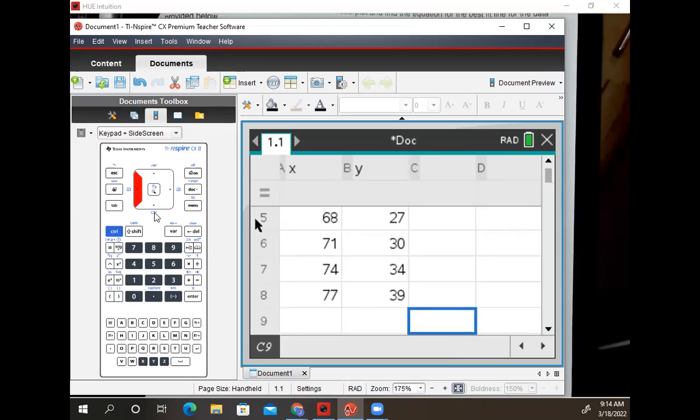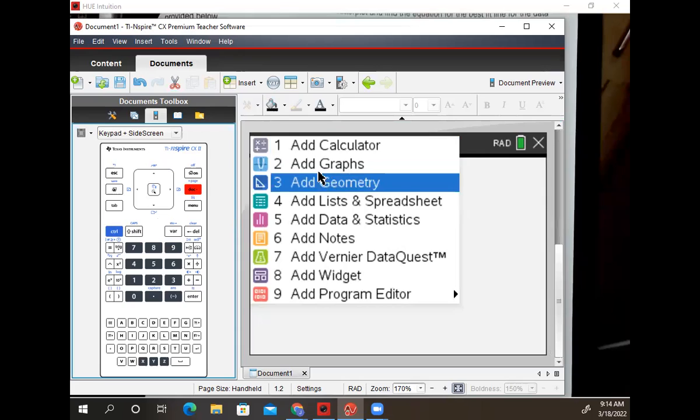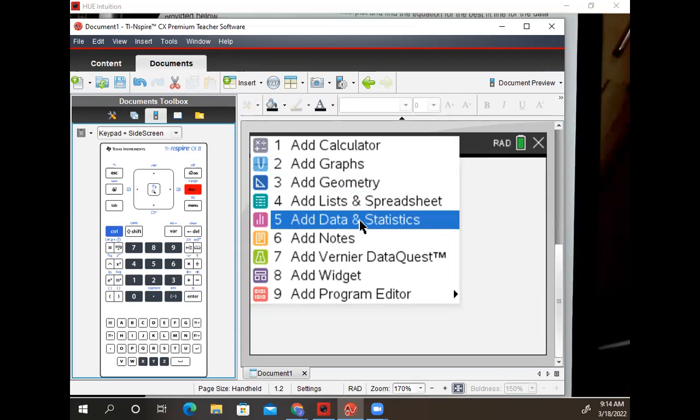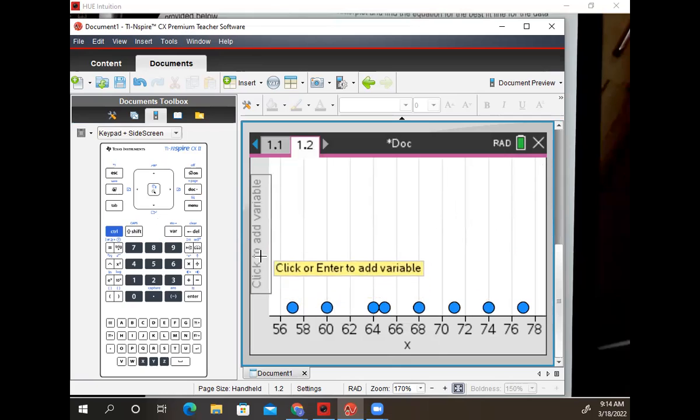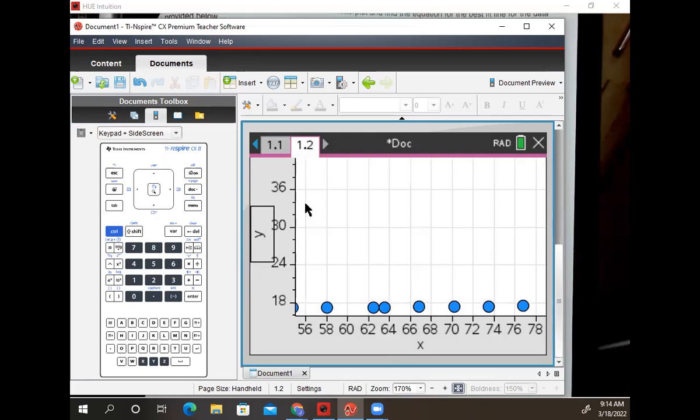And then I'm going to add a page. So Control Doc to add a page. And I'm going to add a data and statistics page. Data and statistics. I'm going to click at the bottom to assign my X variable, and then click along the left-hand side to assign my Y variable. And then my scatter plot organizes itself from there.